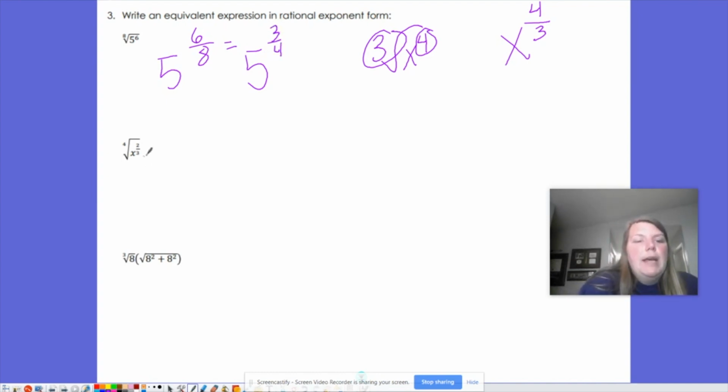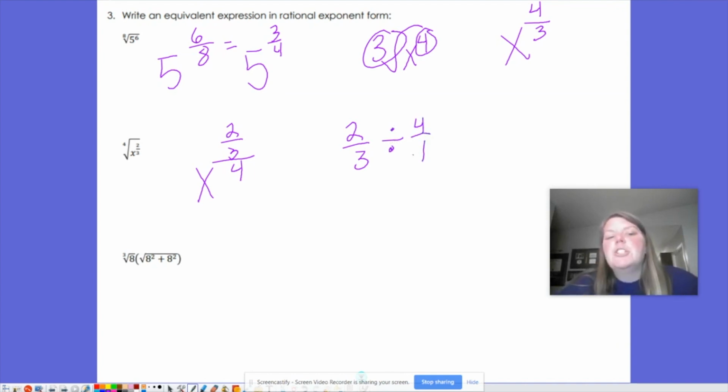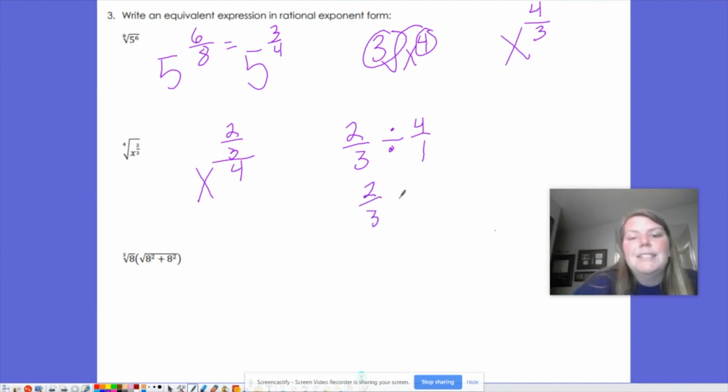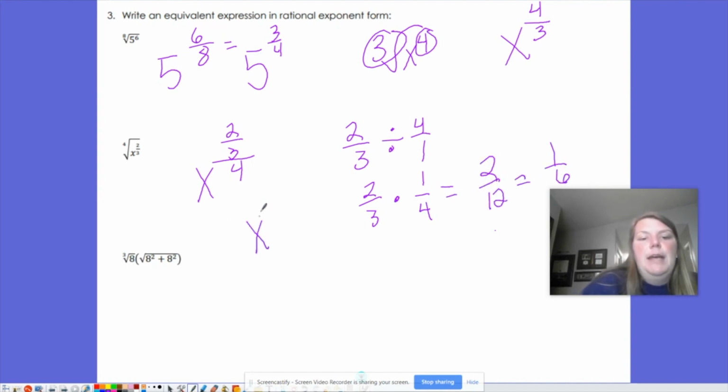Now, this next one, x to the 2/3, and the 4th root of that would be 2/3 divided by 4. So if we're going to write that out here, 2/3 divided by 4 over 1. Remember, when we divide fractions, we want to multiply by the reciprocal. So 2/3 times 1/4 would be 2 over 12, which would also simplify to 1/6. So that would be x to the 1/6 power.